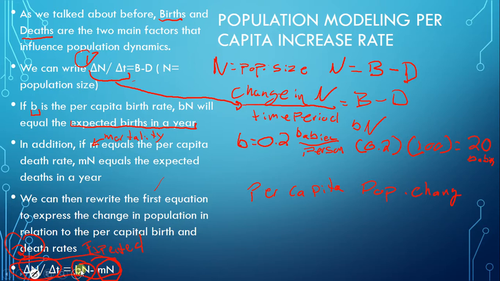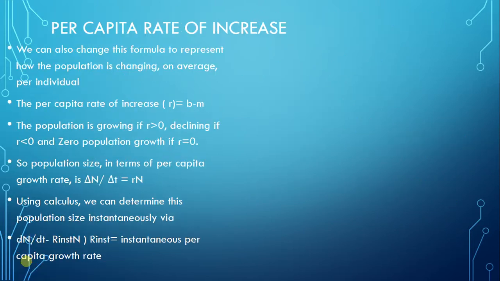If we know B and little m, we can calculate what we'd expect our population to increase and decrease by over a period of time. This is important for population modeling. We can also change this formula to represent how the population is changing on average per individual.